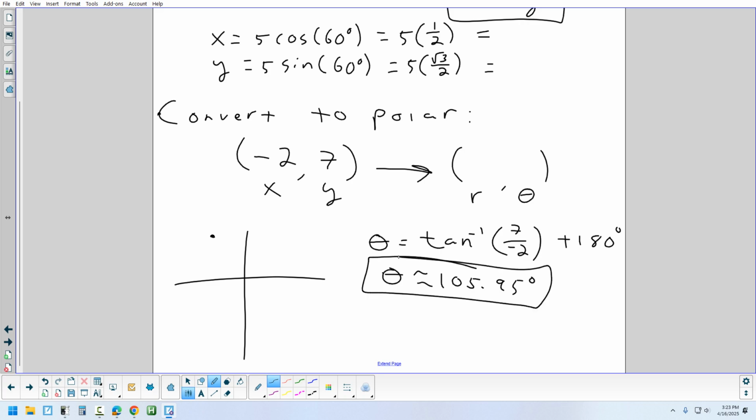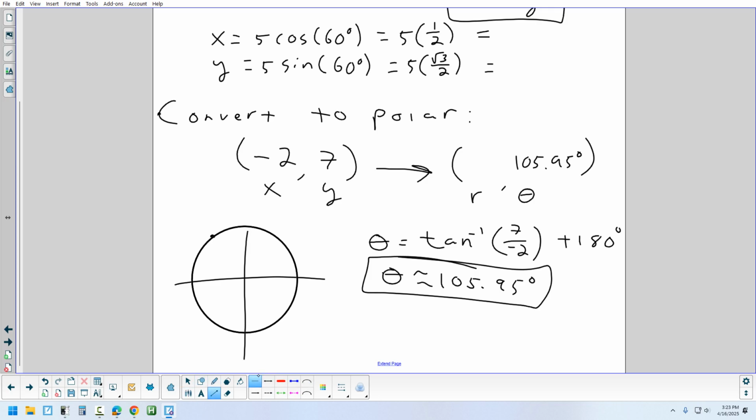Okay, so if I want, I can fill that part in right now. 105.95. And the last thing I need is my radius. So think of the point that we just put as being on a circle. And how would you figure out the distance from there to there? R squared is x squared plus y squared. So it would just be root x squared plus y squared.